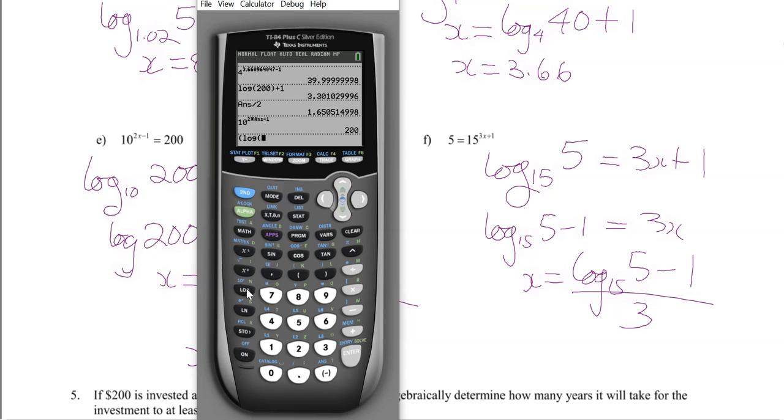We're going to go log base. So log base 15 of 5 minus 1, close the bracket. There's my top, divided by, if there was something to work out here, I'd put another bracket down and then whatever expression was there. Okay, there's not, so it's just 3. Right. And we get x is negative 0.14. Negative 0.14.